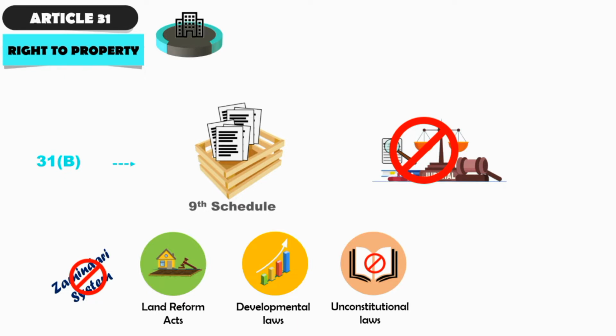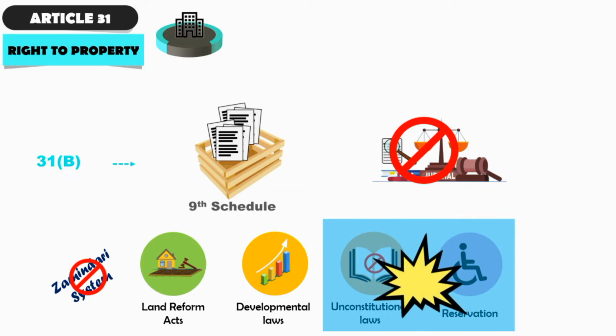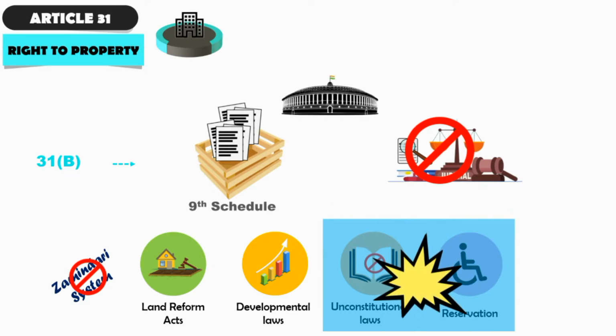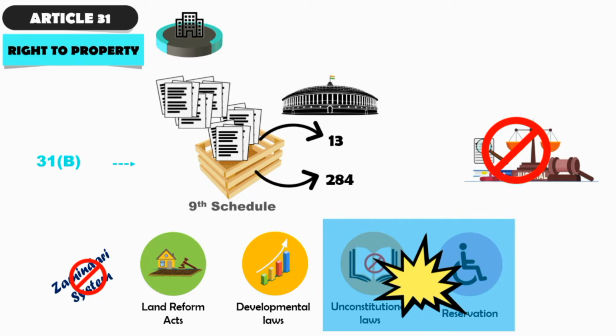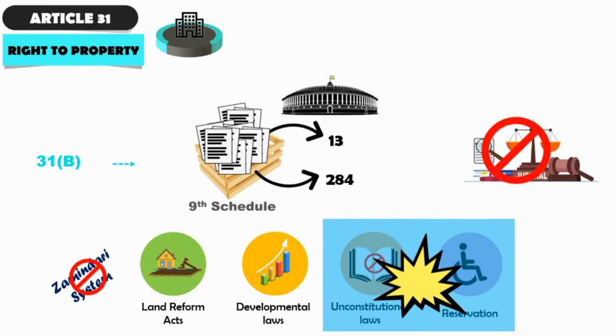For example, acts related to the reservation system started being inserted in the 9th Schedule, which created a lot of controversy in the system, because the government had started finding this an easy option to avoid judicial scrutiny by inserting such acts in the 9th Schedule. When the 9th Schedule was introduced, there were only 13 acts in it. But with the passage of time, the number of acts increased to 284. So you can imagine at what rate the acts have been inserted in the Ninth Schedule.